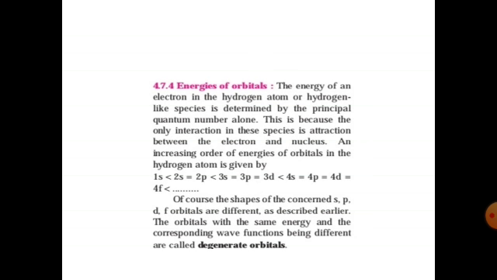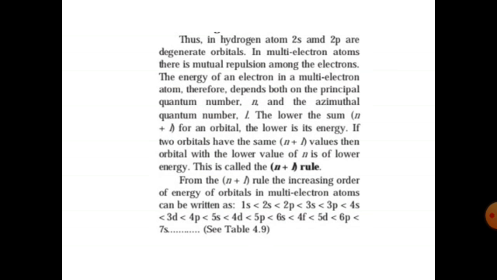Orbitals with the same energy but different corresponding wave functions are called degenerate orbitals. So the energy of an electron in a hydrogen atom is determined by only the principal quantum number, that is n. Thus, in the hydrogen atom, 2s and 2p are degenerate orbitals.